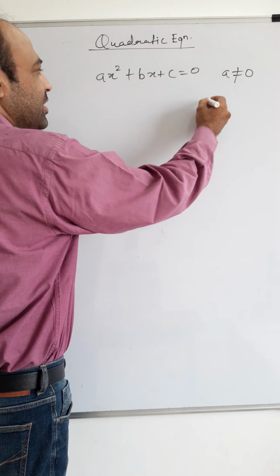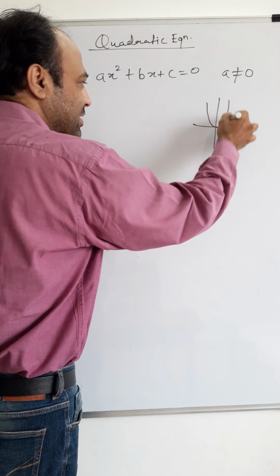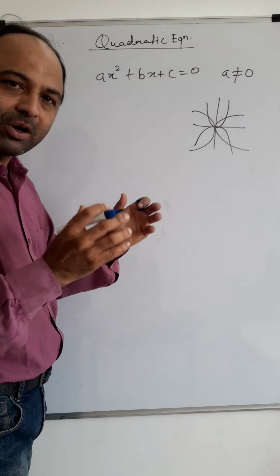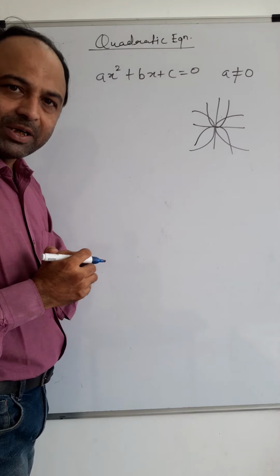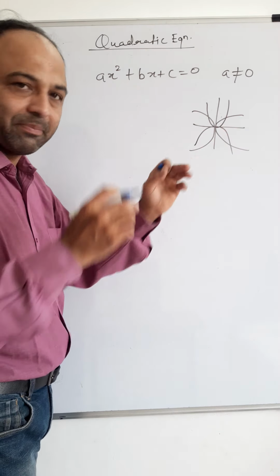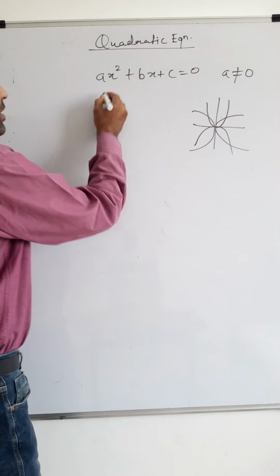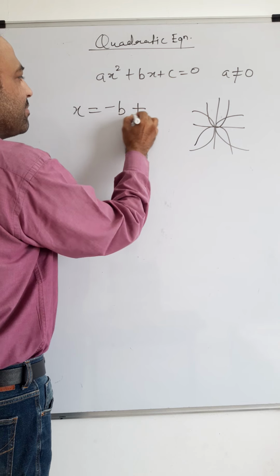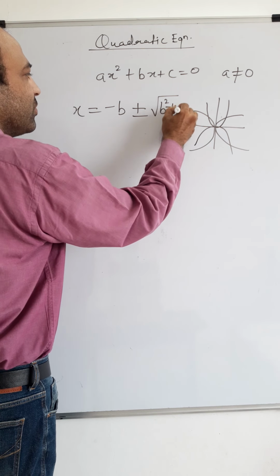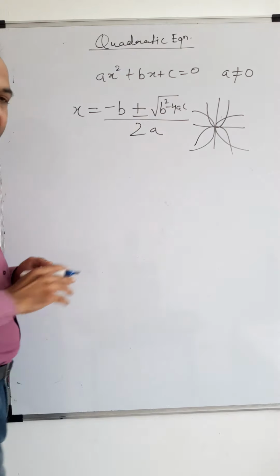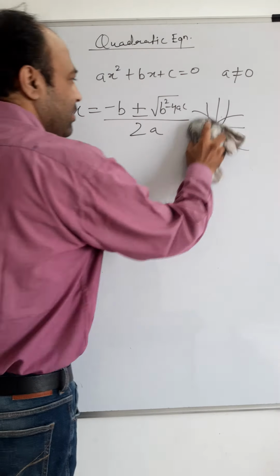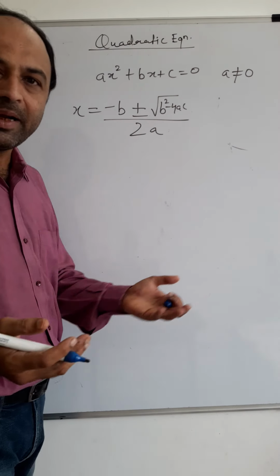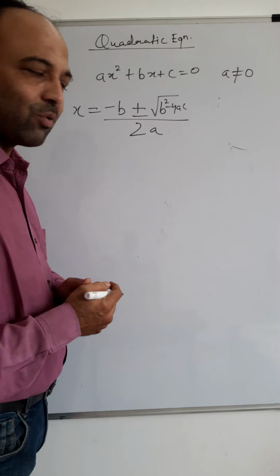Now the graph of a quadratic equation is parabolic in shape, this way or this way. So any quadratic equation has a parabolic graph, U-shaped, correct? Now, for this quadratic equation, we have a solution, which is minus b plus minus root under b square minus 4ac upon 2a, correct? This is the solution all of you know with the help of the formula method, or any quadratic which is factorizable, you can go by factorization method and get the roots of the quadratic equation.